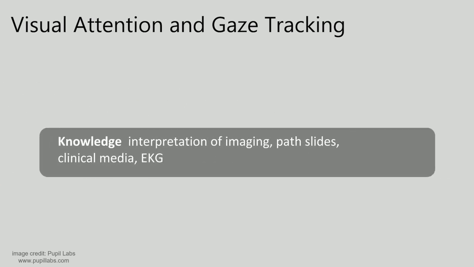We see visual attention and gaze tracking used for assessment of knowledge with regard to the interpretation of some of the stuff that I talked about earlier: imaging, pathology slides, other clinical media. Where are your eyes looking? When I was a medical student, I was taught to look at EKGs in a really systematic way, and I would say as an attending, I do that a little bit less, and I'm more sort of scanning a global picture. And as we see that transition from the very precise, intentional observation of trainees, do we see something different with experts?